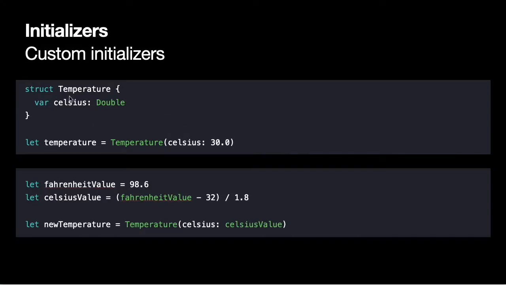Here we have a temperature struct, which has one property, Celsius, and we create a temperature instance using the initializer where we pass in Celsius. But what if we wanted to create a temperature with Fahrenheit? In this case, we would have to manually calculate the Fahrenheit temperature, convert that to Celsius, and then use the Celsius value when we're creating our second instance of temperature. And that is not desirable.